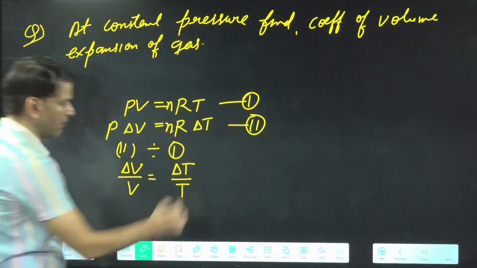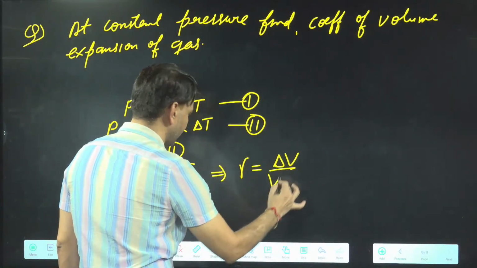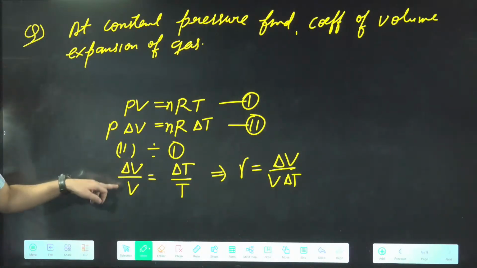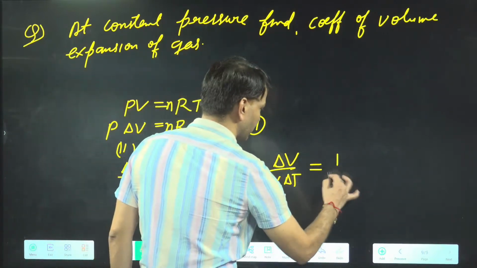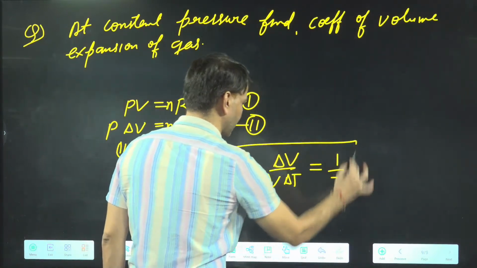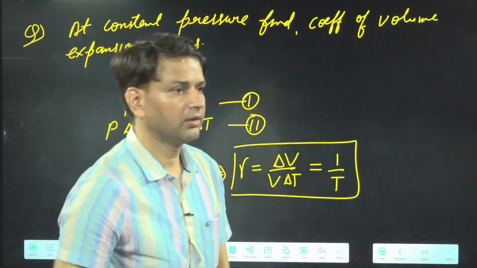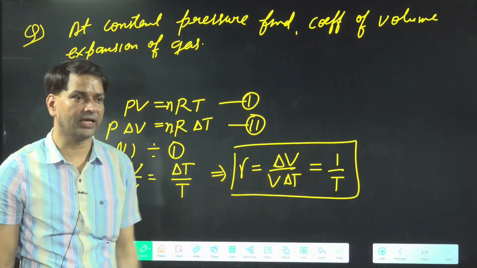Okay. Gamma, we know that gamma is equal to what? Delta V by V into delta T. From this, what will you get? Delta V by V, this delta T is shifted here. Then what did you get? 1 by T. Yes or no? Everybody got it? So gamma is equal to 1 upon T, I got.